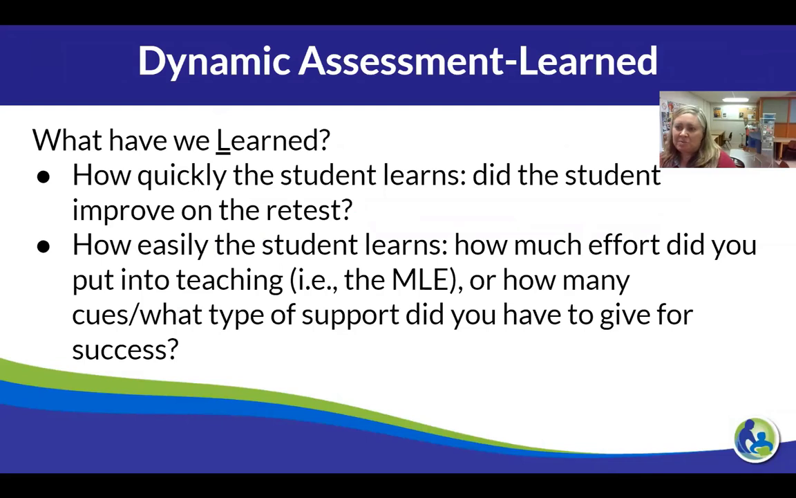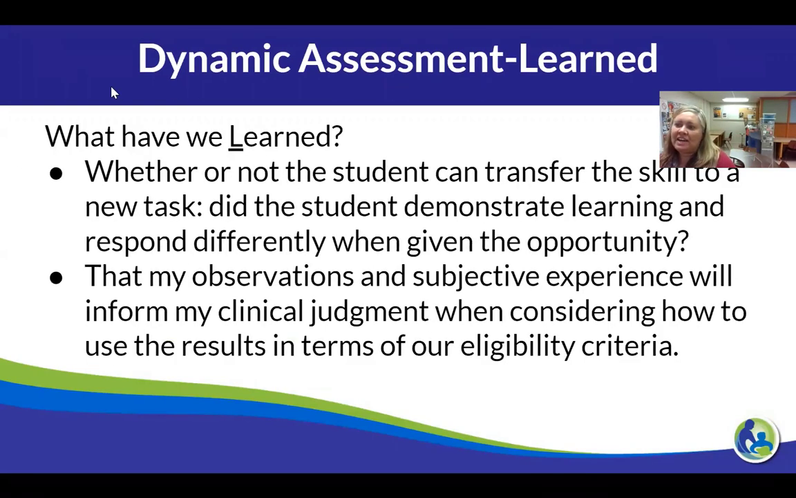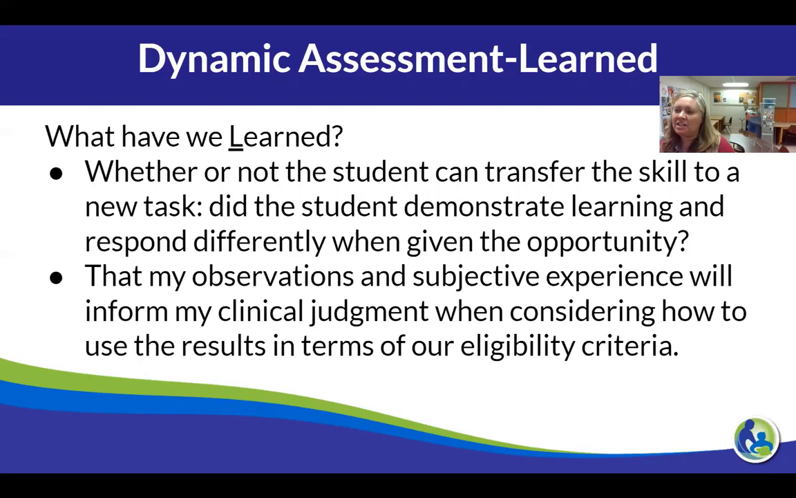So what we've learned through this experience is how quickly the child learns. Can we get them to perform better on a retest? And if you're within a 60-day timeline, you're going to have restrictions on how quickly you go from pre-test to post-test. If you're in a reevaluation situation, you might use therapy data, but you'll be gathering that information on how quickly the child learns, how easily they learn, what types of cues and support you are giving, and whether the child can transfer the skill to a new task. So did they demonstrate learning and respond differently when we gave them the opportunity? So we're maximizing learner potential and really giving the child their best opportunity to show us what they can do.